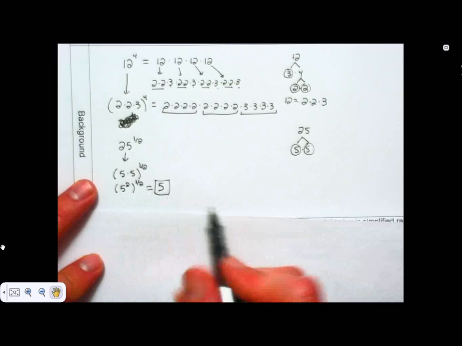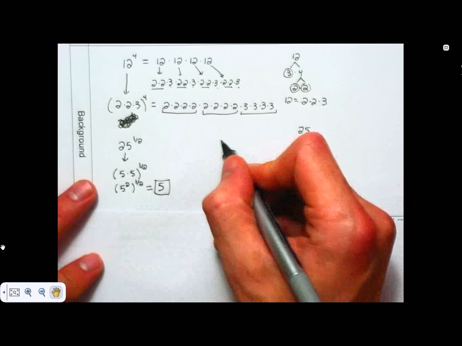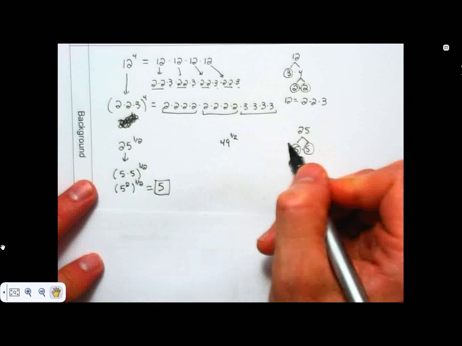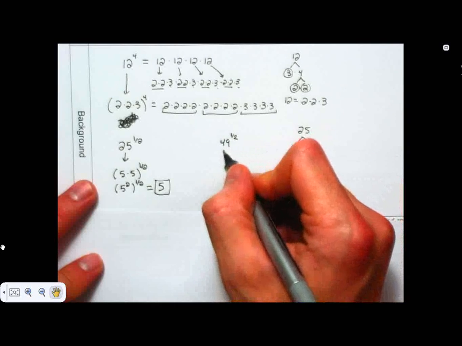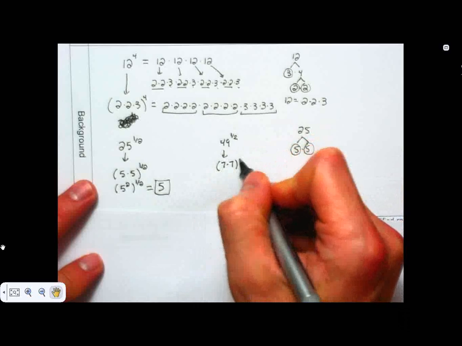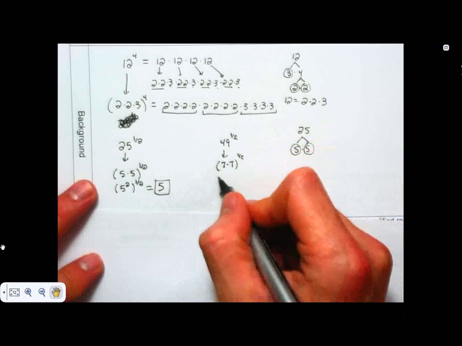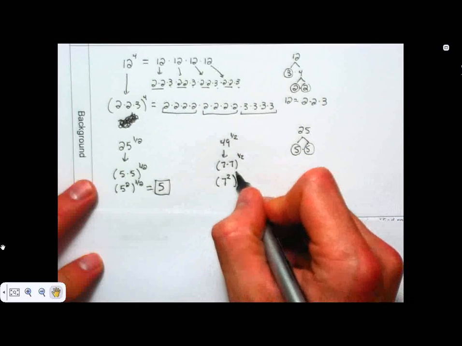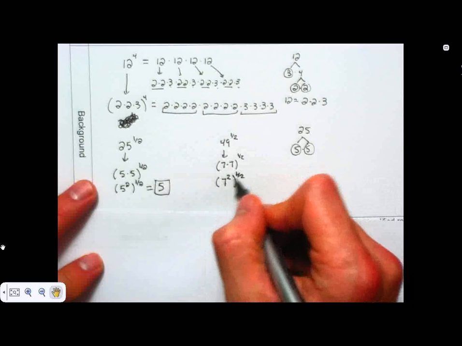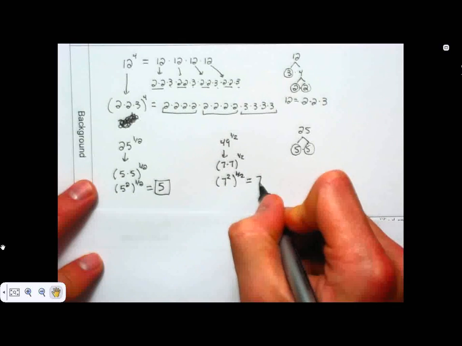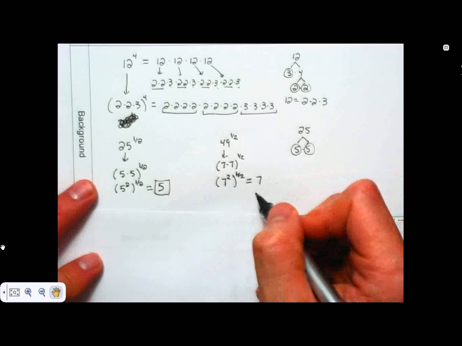Let's do another example. Suppose I have 49 to the 1/2 power. Well, 49 again breaks down into 7 times 7. And 7 times 7 is 7 squared, so that means I have 2 factors of 7. If I take half of those factors, that's going to leave me with 1 factor of 7. So my answer is just 7.